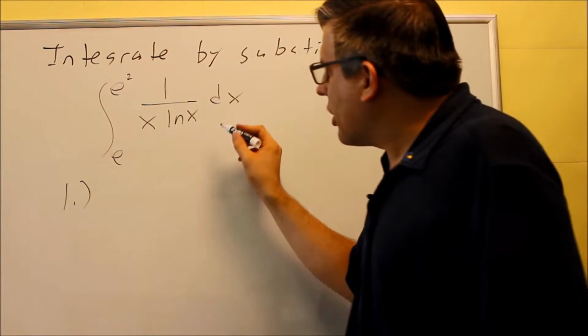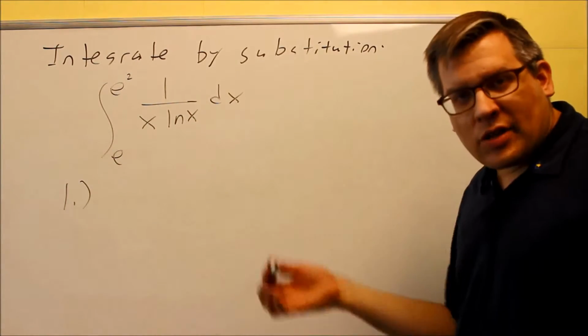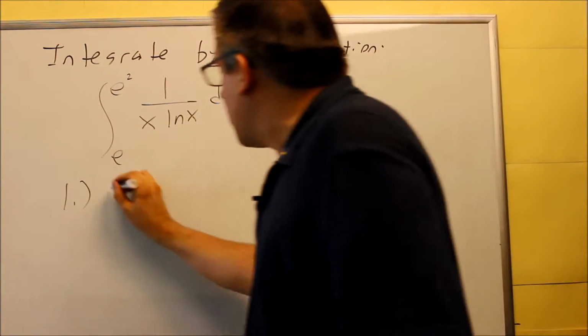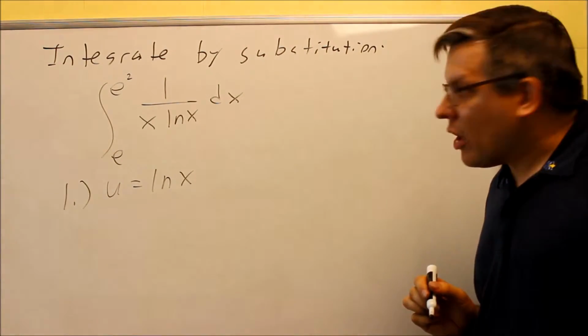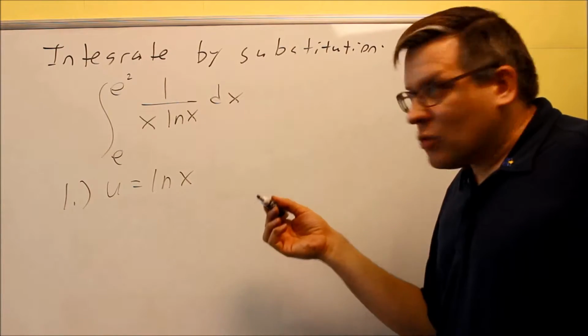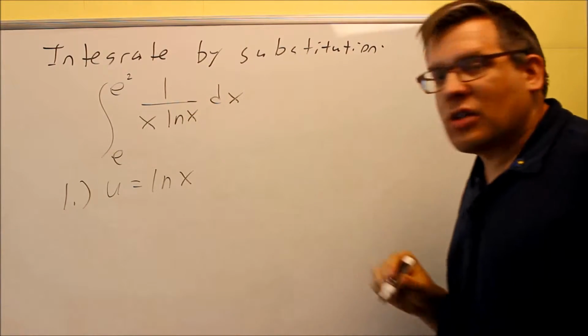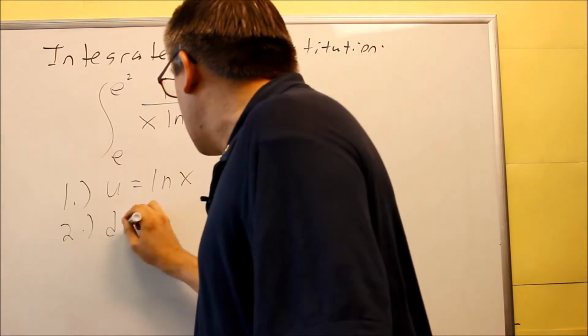Well, you want to think about, if you take one thing and do a derivative, will you be able to cancel out the other one? So actually what I want to do is let the u equal natural log of x, and the reason why is because the derivative of natural log is 1 over x, and when I solve, that x is going to cancel out the one that's there. So for step number 2, I'll show you what I mean here.